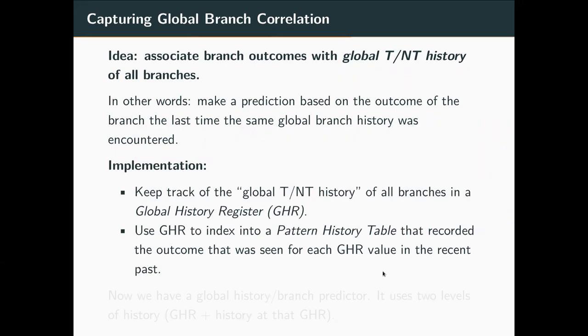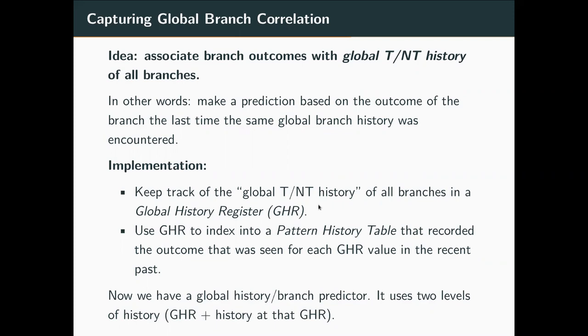Okay, so how do we do this? How do we actually accomplish this? We're going to use a global taken, not taken history and keep track of that in a global history register. So this will just be a sequence of taken, not taken bits indicating our global history of which direction we've gone on the past however many branches. We can change that number depending on how much hardware we want to use and other factors. Then we're going to use this register to index into a pattern history table. This pattern history table will record the outcome that was seen for each one of the different options in our global history register in the recent past.